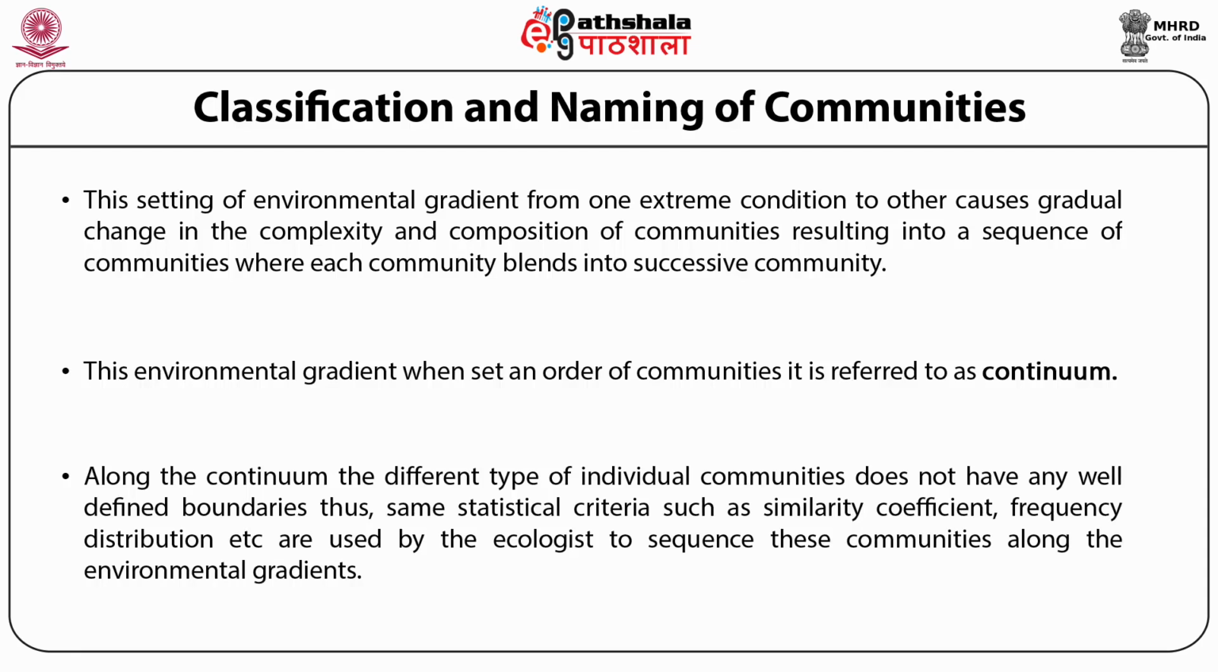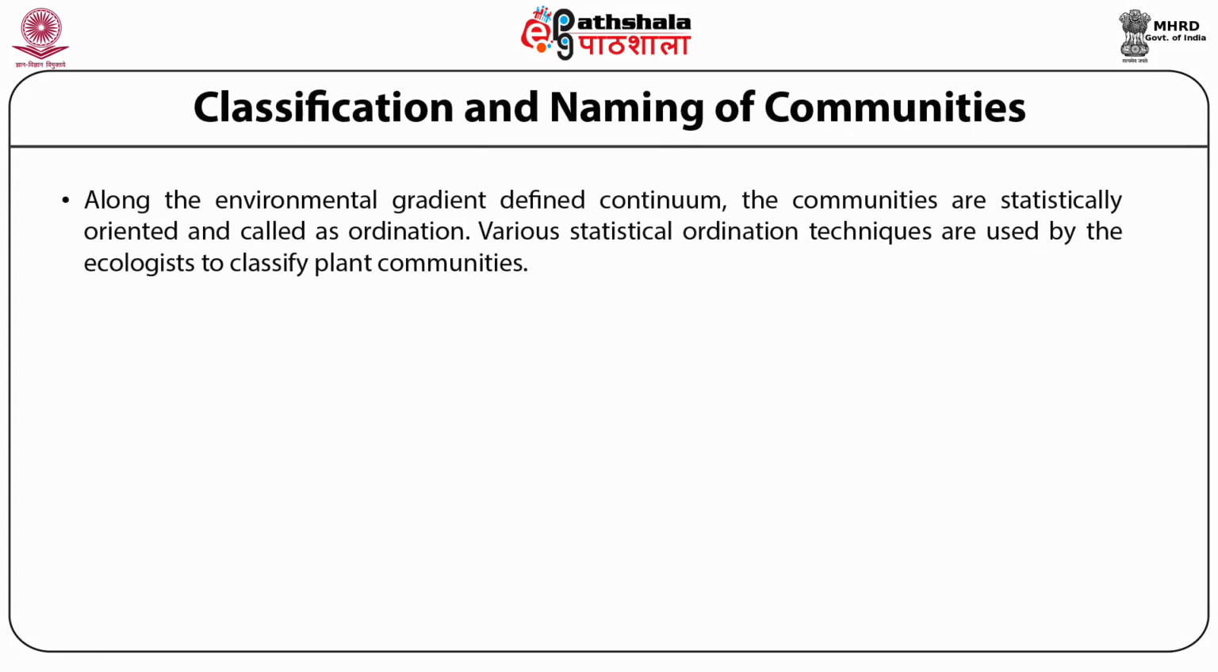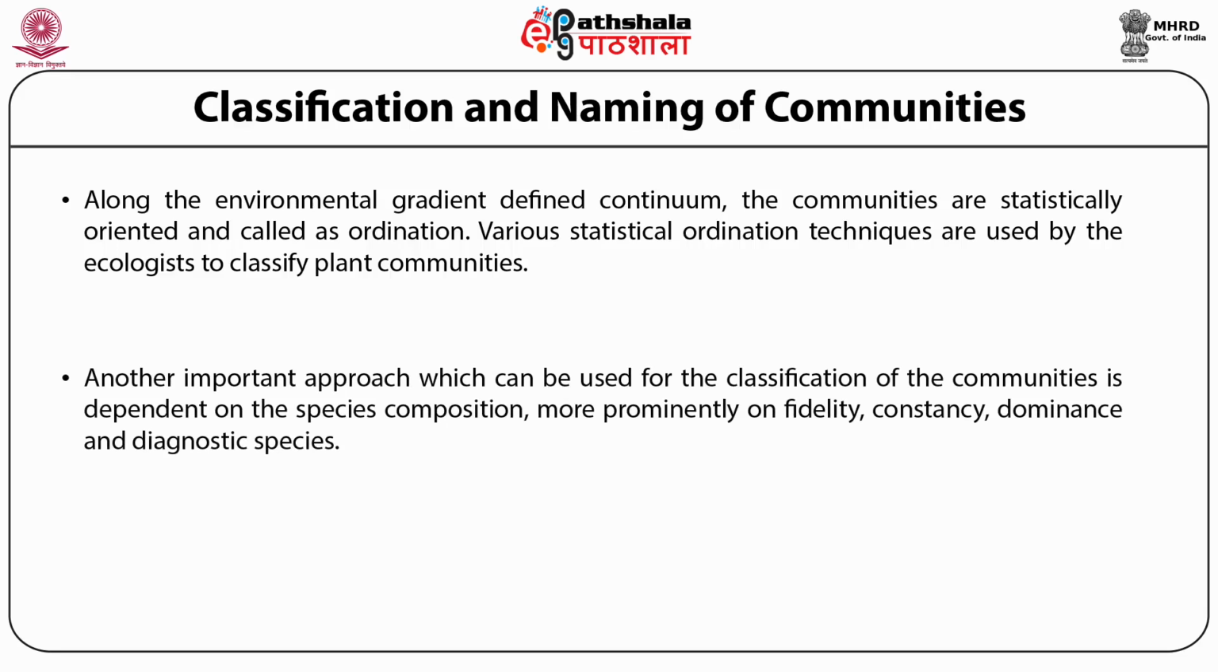Thus, statistical criteria such as similarity coefficient, frequency, distribution, etc. are used by the ecologists to sequence these communities along the environmental gradients. Along the environmental gradient defined continuum, the communities are statistically oriented and called ordination. Various statistical ordination techniques are used by the ecologists to classify plant communities. Another important approach which can be used for the classification of communities is dependent on the species composition, more prominently on fidelity, constancy, dominance, and diagnostic species.